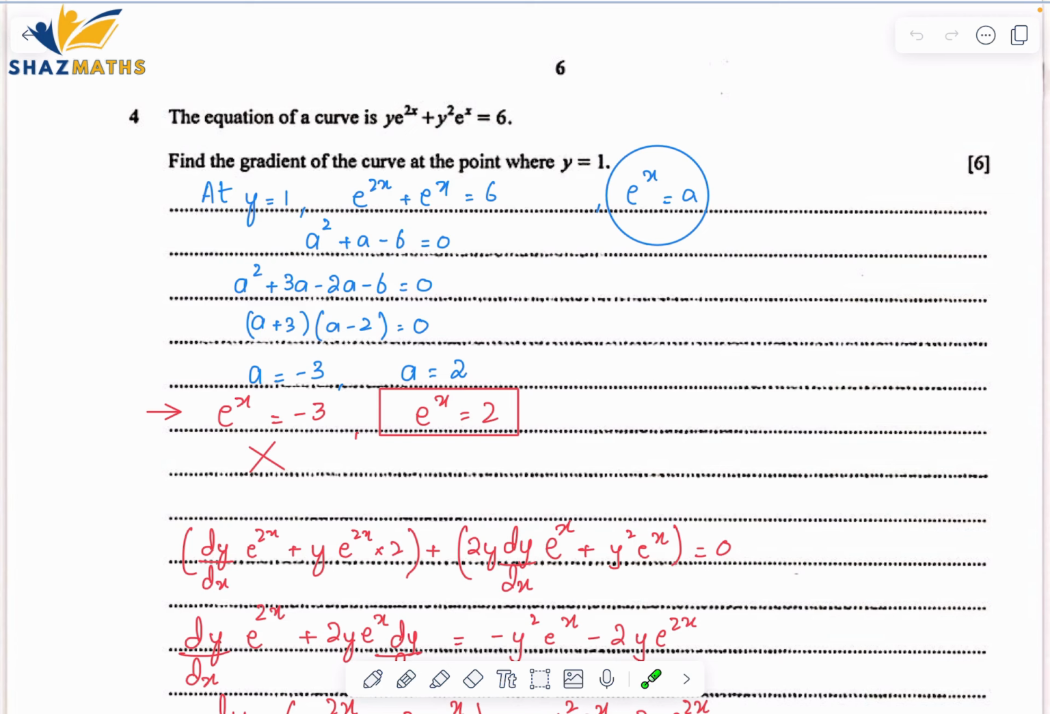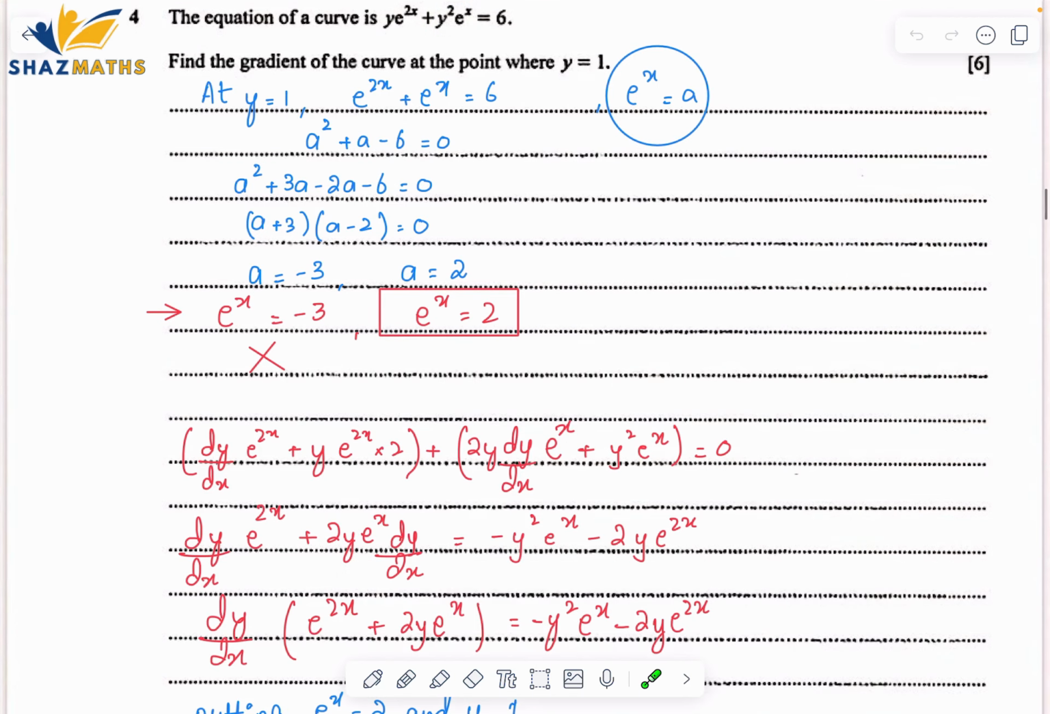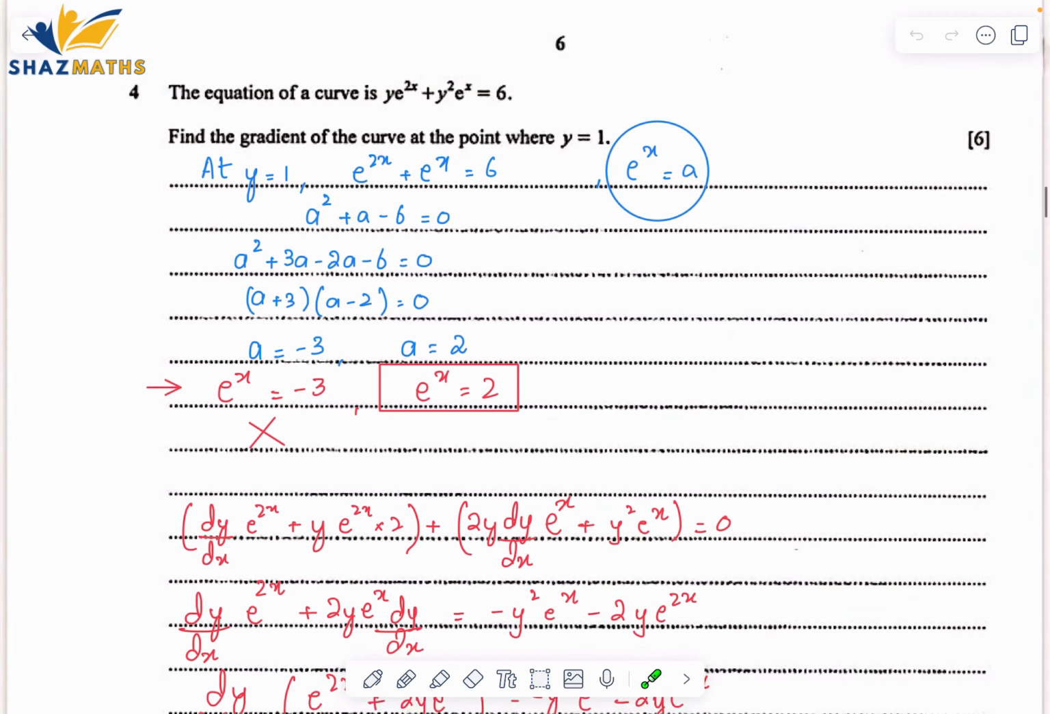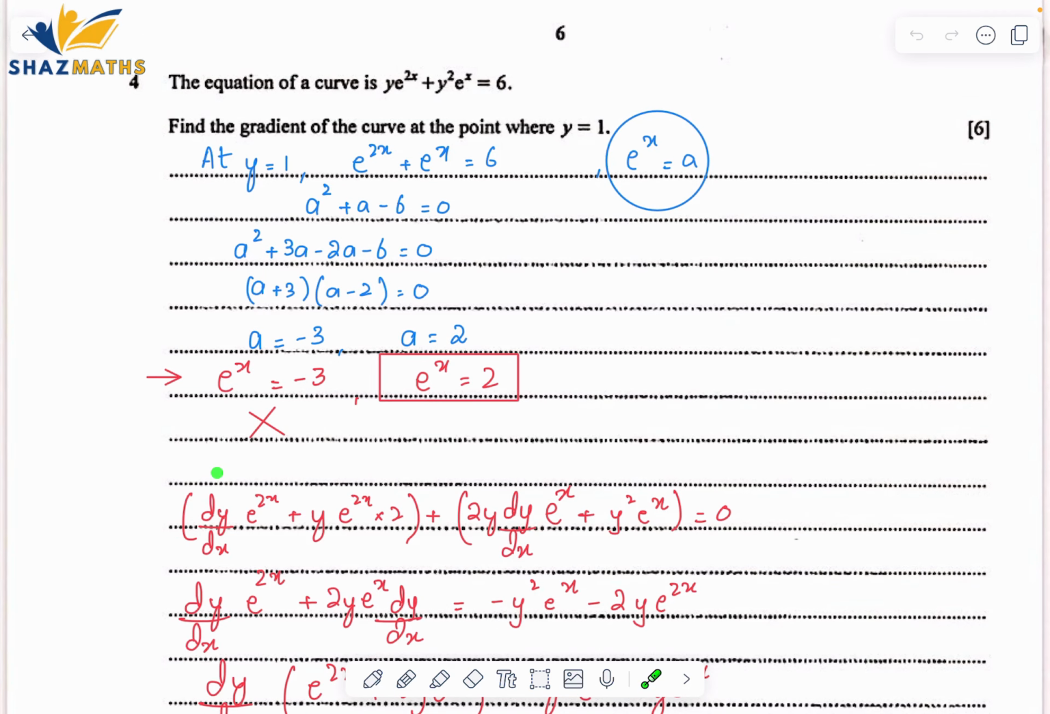Now, in order to find the gradient, we have to take the derivative on both sides. Since y is multiplying with e to the power 2x and y squared is multiplying with e to the power x, we'll apply the product rule in both of these separately. According to the product rule, it will become dy by dx into e to the power 2x plus y e to the power 2x times 2. Then for the second expression, 2y into dy by dx into e to the power x plus y squared e to the power x equals 0, because the derivative of constant 6 will be 0.